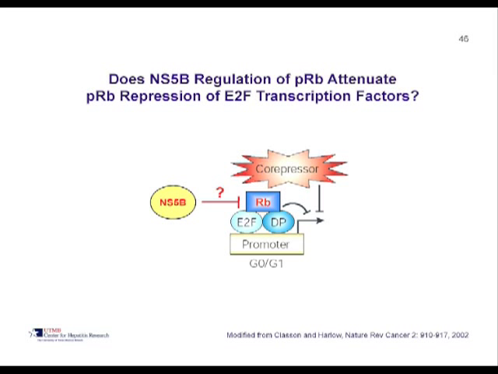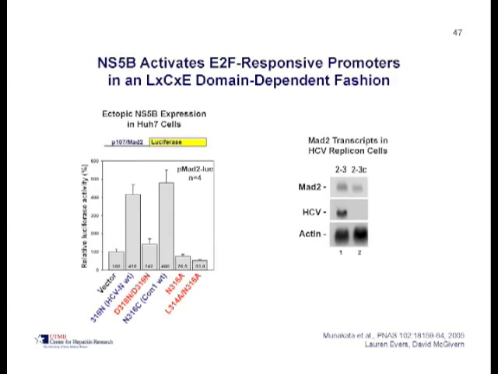Because that would be important for carcinogenesis, since E2F overexpression in transgenic mice leads to cancer, and it acts cooperatively with c-Myc, as we've seen. Well, the answer is yes. If you simply overexpress NS5B in cells, you see an increase in promoter activities of promoters that are controlled by E2F, in this case, the promoter for MAD2.